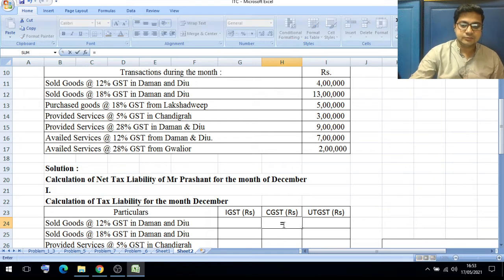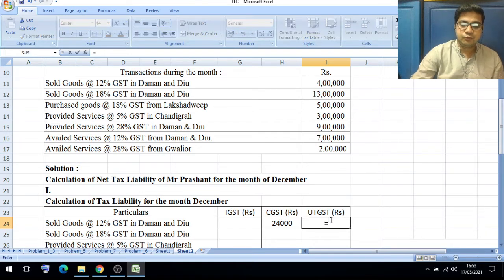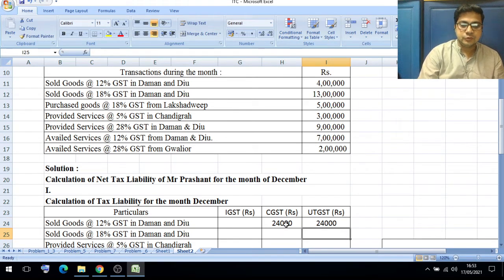So we will write here 4 lakh is the transaction value, multiplied by 6%, it is 24,000. Again the same thing we have to find out, 4 lakhs into 6%, it means 24,000. The value of GST: CGST 24,000, UTGST 24,000 under this particular transaction.